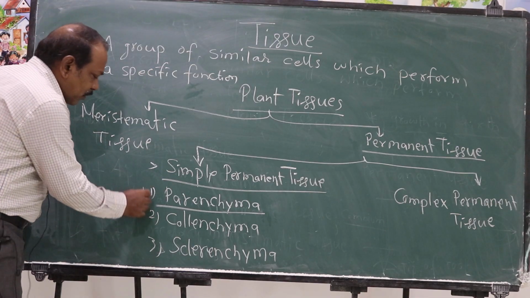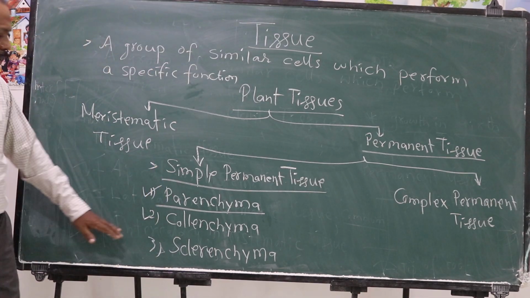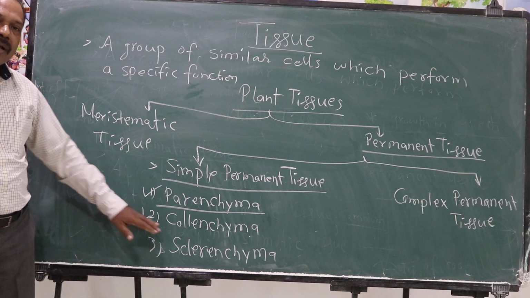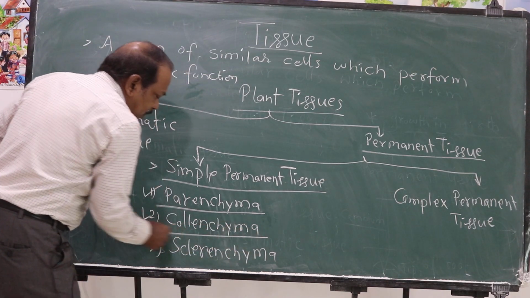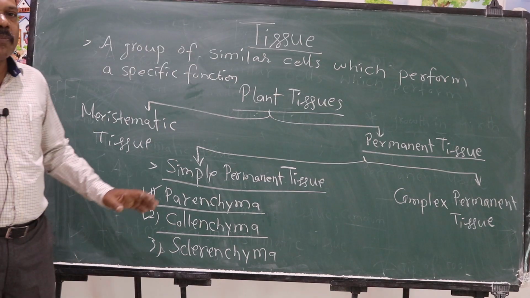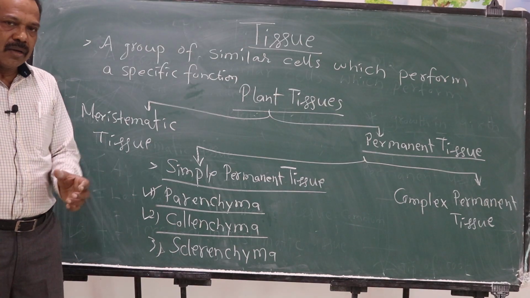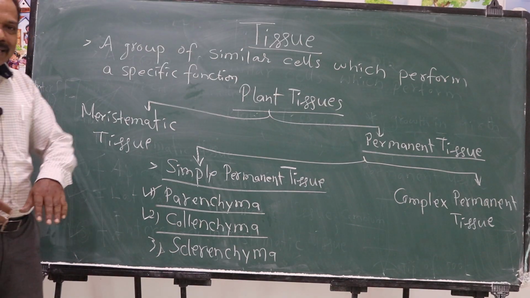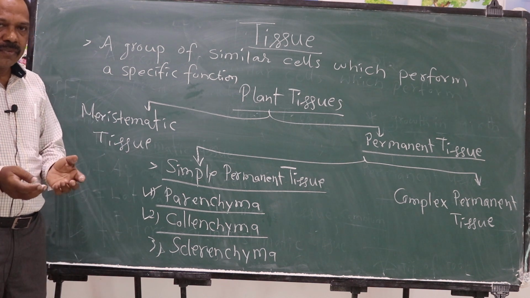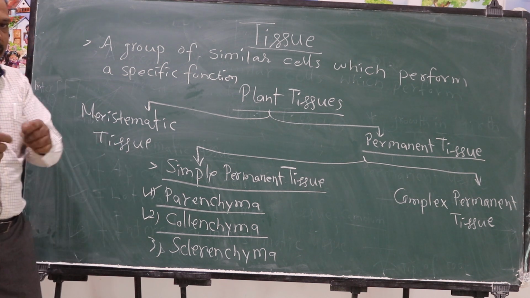The second type of simple permanent tissue is collenchyma. This collenchyma tissue is basically present in the flexible parts of the plant. Flexible, what do you understand by that? Flexible means can be bent without breaking. If a stiff part, if you bend, it breaks.